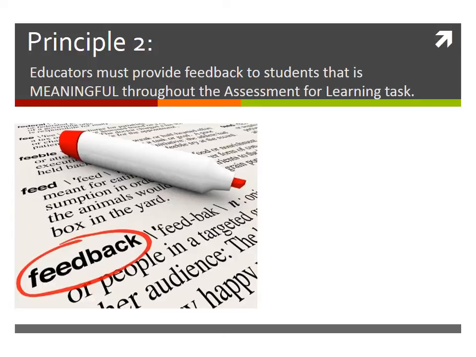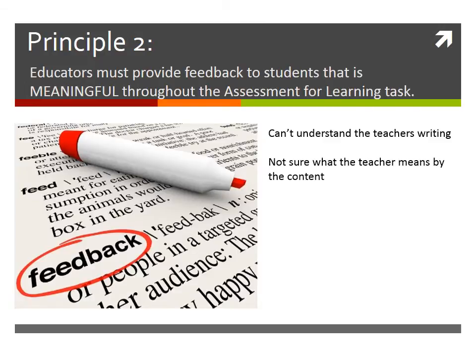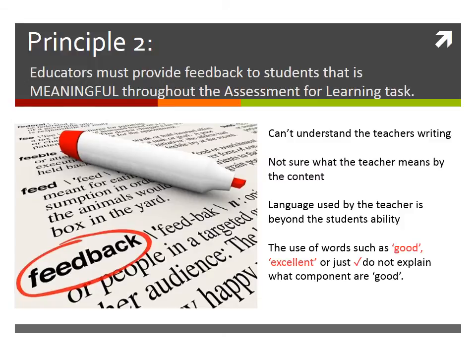Principle 2, educators must provide feedback to students that is meaningful throughout the assessment for learning task. In order for it to be meaningful, the students have to actually understand the feedback that's provided. Now, at times feedback cannot help the children because they can't actually access it. So reasons why they may not be able to access the feedback is because they can't understand the teacher's writing. Maybe they're not sure what's meant by the teacher's comments, or the language that is used is beyond the student's ability, or maybe just general vague words such as good or excellent or ticks have been put on the paper, which doesn't actually explain to the student which components are good.